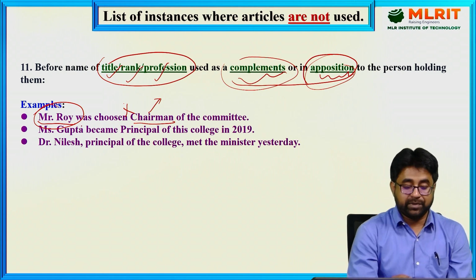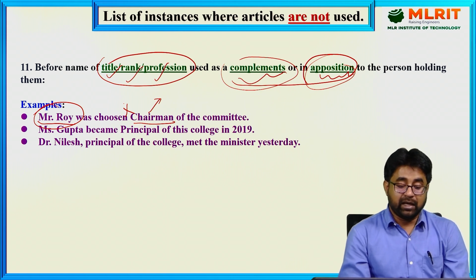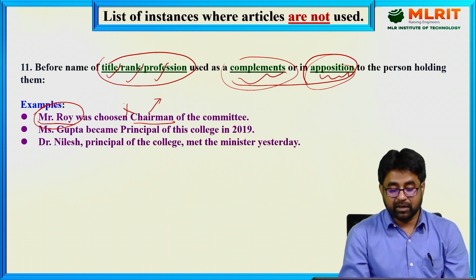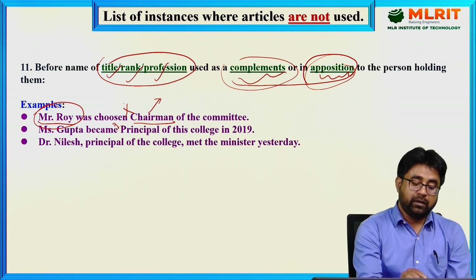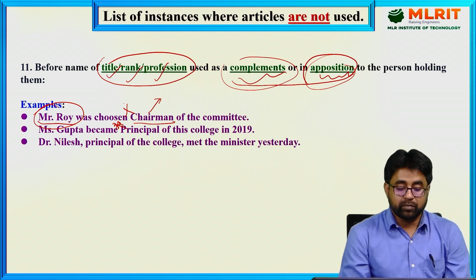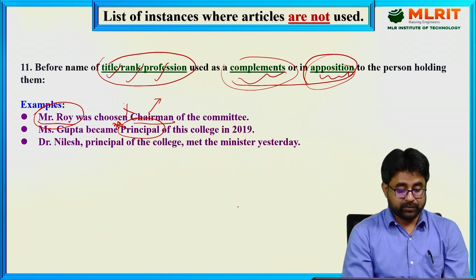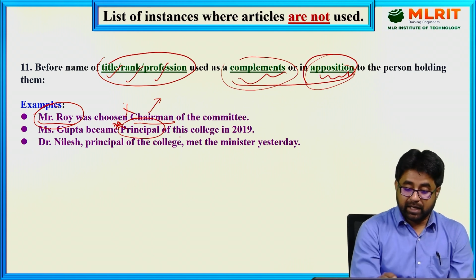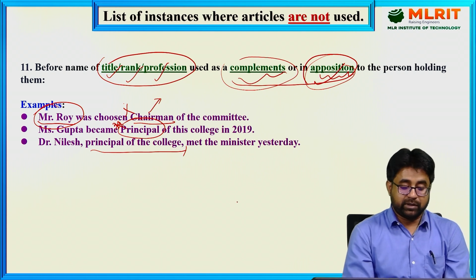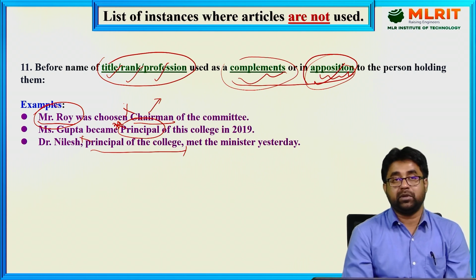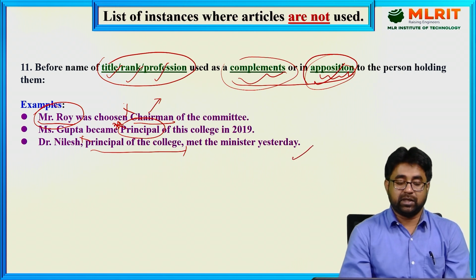So Mr. Roy was chosen chairman of the committee. I'm not saying Mr. Roy was chosen as the chairman of the committee. Miss Gupta became principal, again not the principal. What I am saying is, Miss Gupta became principal of this college, because it's a rank. Dr. Nilesh, principal of the college, met minister yesterday. Here again I am using principal in the sense of opposition, and that's why I am not using any article. So I hope this is also clear.